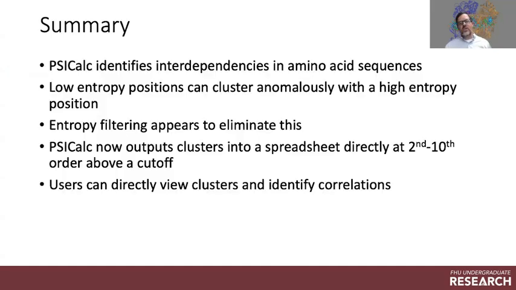So what do we get from this, or what's the takeaway here? I think what I would say is that SciCalc identifies these interdependencies in amino acid sequences. Low entropy positions can cluster anomalously with a high entropy position, and this entropy filtering seems to eliminate that. SciCalc now outputs these clusters into a spreadsheet where you can look at them from second to 10th order. You can get all of the data, even higher order clusters beyond that, but we have tabs at least up to the 10th order automatically generated for you.